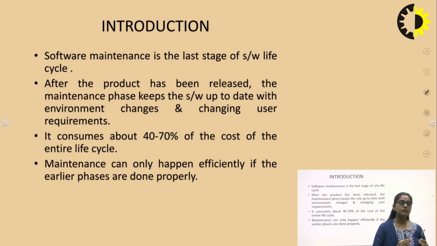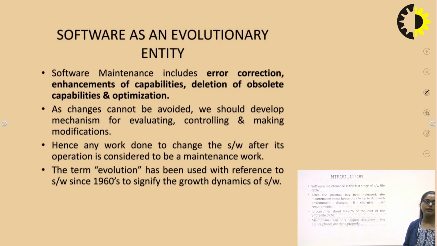We check whether our software is doing well or not, and what chances of particular errors and circumstances may occur in the future. After the product has been released, the maintenance phase keeps the software up to date with the environment and changing user requirements. It consumes about 40 to 70 percent of the cost of the entire life cycle. Maintenance can only happen efficiently if the earlier phases are done properly.